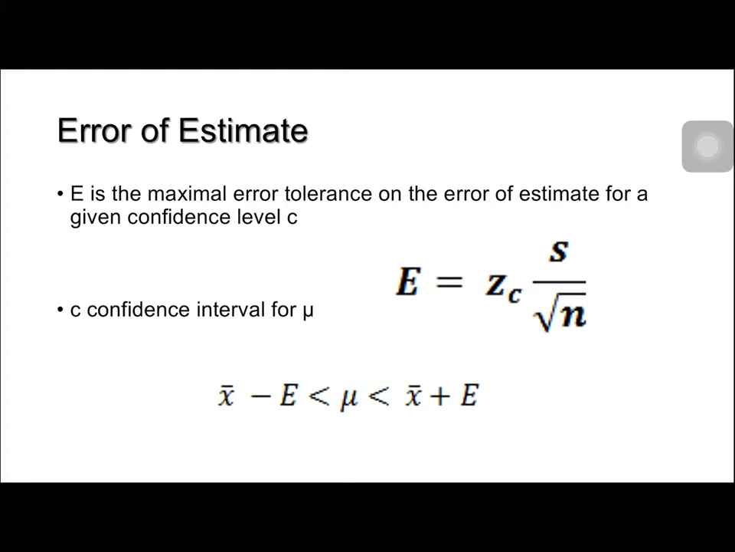For the error of estimate, E is the maximal error tolerance on the error of estimate for a given confidence level C. We have there E is equal to ZC times S over square root of N. For the C confidence interval for mu, we have there X bar minus E is less than mu is less than X bar plus E. This is the critical value of Z. This is our standard deviation, and this is the sample size.